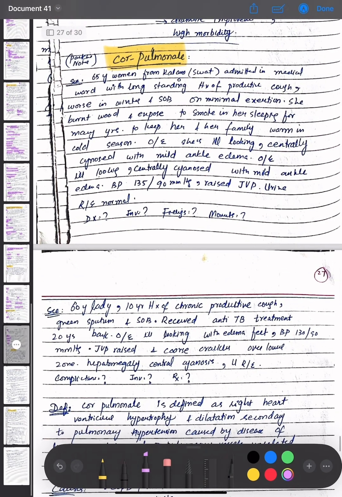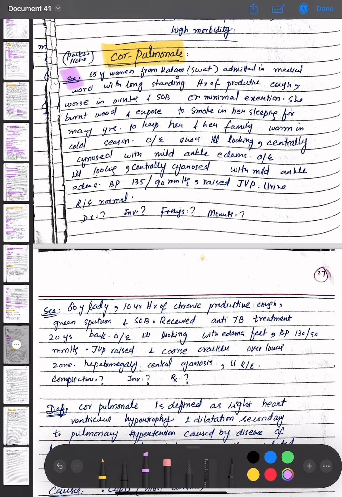We have a scenario of a 65-year-old woman from Kalam, Swat, admitted in the medical ward with a long-standing history of productive cough, worse in winter, and shortness of breath on minimal exertion. She burnt wood and was exposed to smoke in her sleeping area for many years to keep herself and her family warm in the cold season. On examination, she is ill-looking, centrally cyanosed with mild ankle edema.